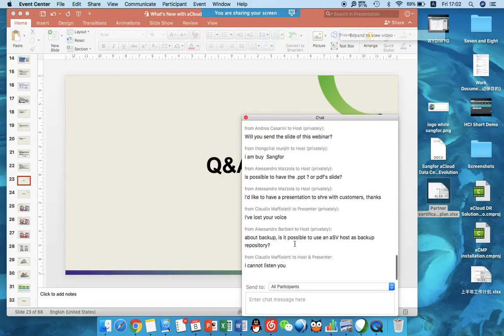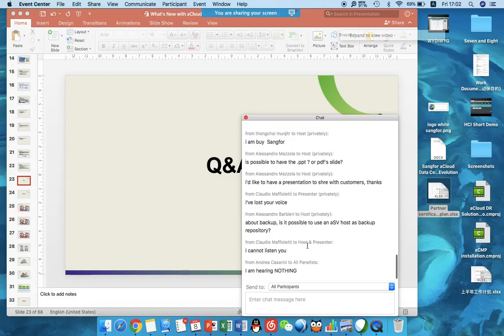About backup, is it possible to use an ASV host as a backup repository? Yes, it is possible. However, you have to install a file system to turn that ASV host into an NFS file share server, or provision iSCSI for the source VMs, for the source applications.